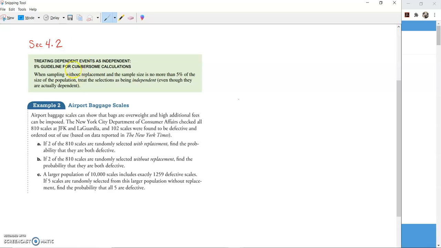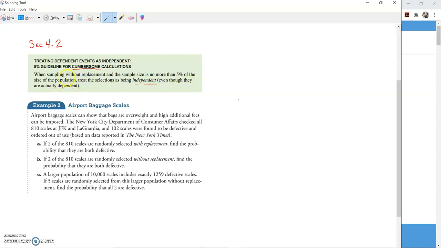So cumbersome, if you think about that word, cumbersome means tedious. I like to say it's kind of a pain in the butt, right? If calculations are obnoxious to do, this is a rule for a shortcut where the shortcut saves us time in our calculations. So it says when sampling without replacement and the sample size is no more than 5% of the size of the population, treat the selections as being independent, even though they're actually dependent.